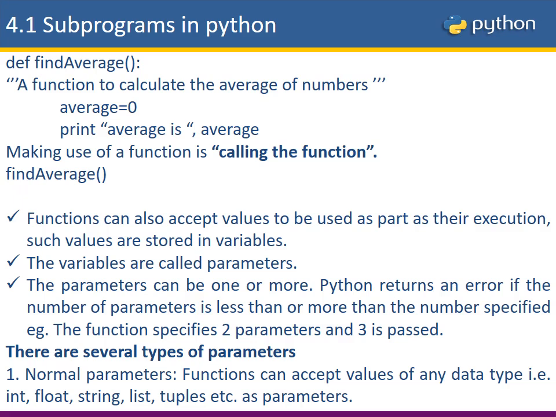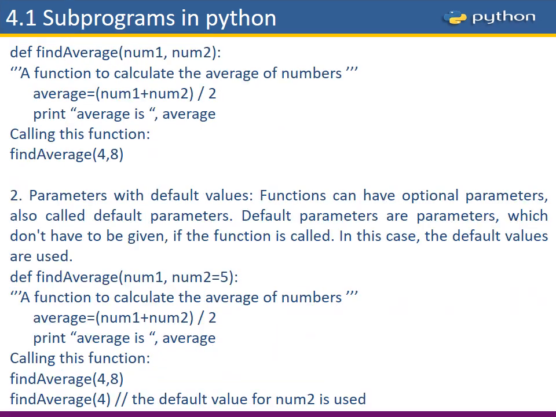So let's see the types of parameters we have. We have normal parameters. A function can accept values of any data type, like int, float, string, list, tuples, etc., as parameters. Let's see an example of this normal parameter. Under the example code, we have def, because subprograms are defined using the def keyword.